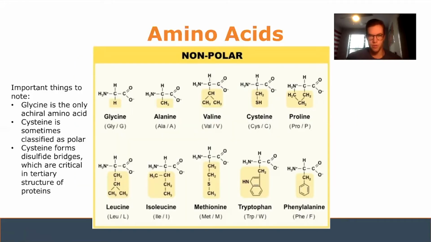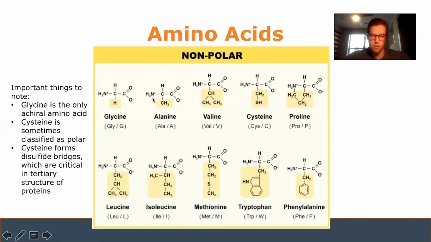Unfortunately, for the non-polar amino acids, I don't really have a trick for memorizing them. I will say that it's easy for me to group them in my head. Glycine, I always think of as the first amino acid, just because it's so simple. It's basically this backbone structure with the carboxylic acid and the amine group, and then just two hydrogens. So it's pretty much the most straightforward, simple amino acid.